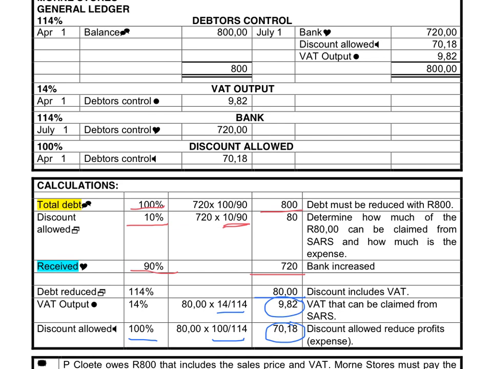So it's very important to determine how you have to do the calculation for the discount. They can either give you the amount received or they can give you the total debt.